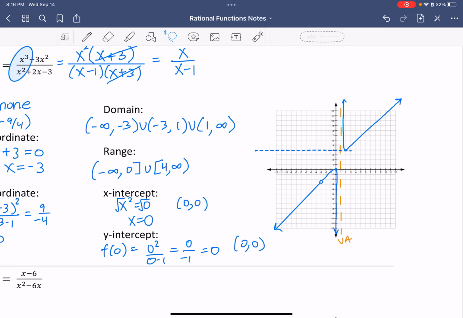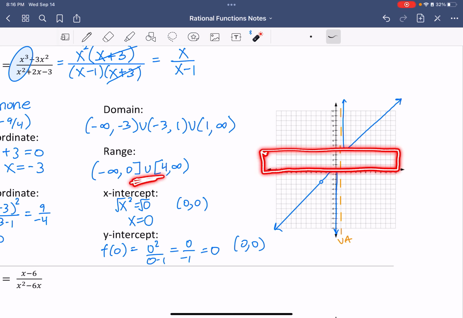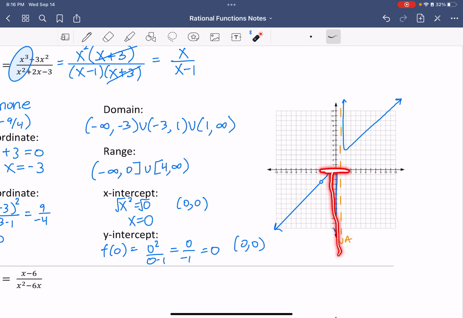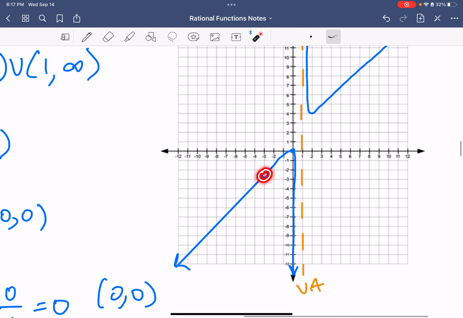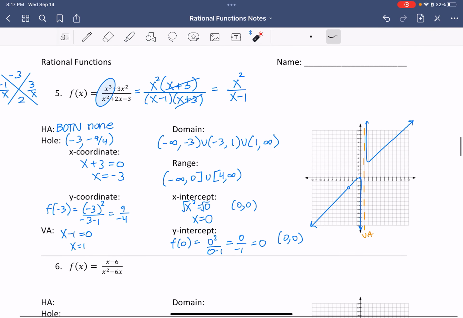So between 0 and 4, so between here and here, notice that there was no function, no graph. So between 0 and 4, we did skip that in our range. Okay, so negative infinity to 0 and then 4 to infinity. Now you might be asking yourself, what about the hole? Remember, on the range, you just need one defined point. So even though there is a hole here, there is another defined point. So you don't actually have to break up the range right here, which that's how we were able to keep going all the way until 0. Okay, so that is example number 5.